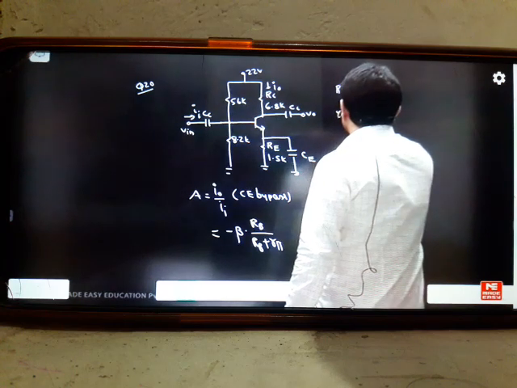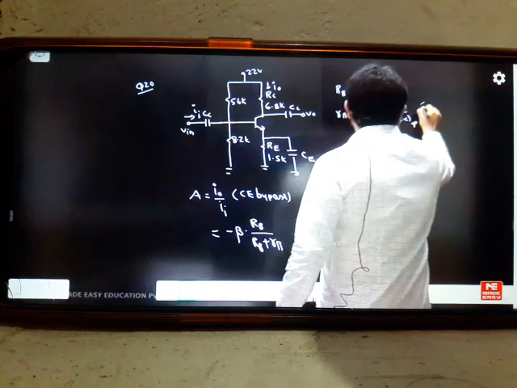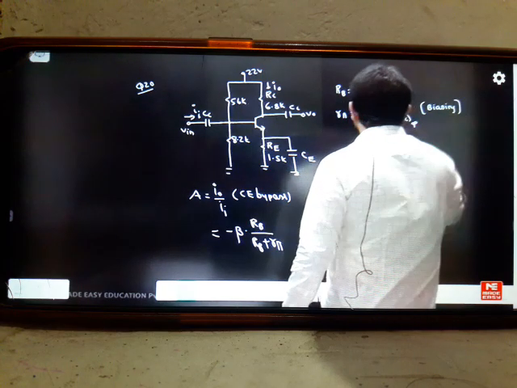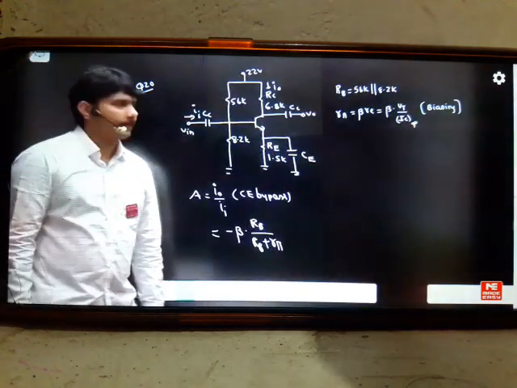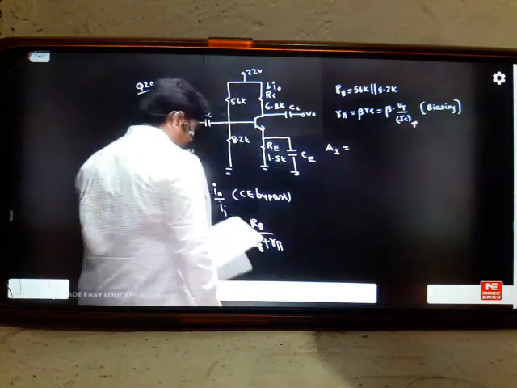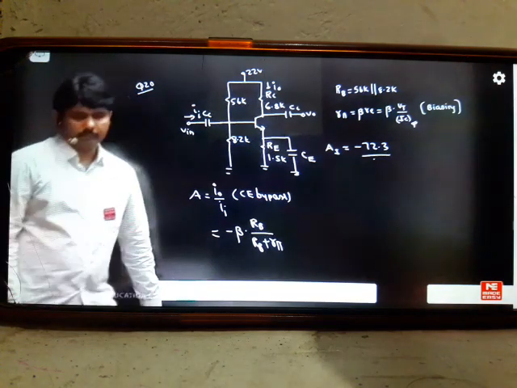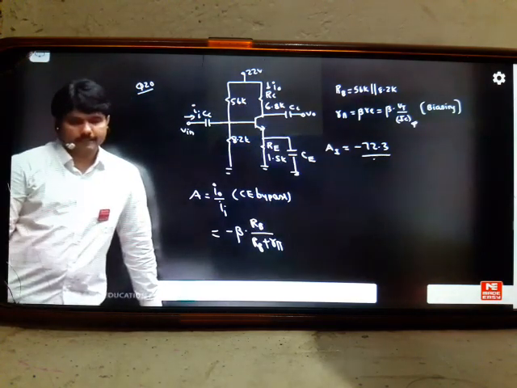And R pi is nothing but beta times VT by ICQ. Solve this from the biasing circuit. You do these calculations afterwards. R pi आप solve कर सकते हैं. ये formula में find out करो, then you will get the current gain. With this I'm getting around minus 72.3. ये answer आ जाना चाहिए आपको. Just only formula based, I completed.